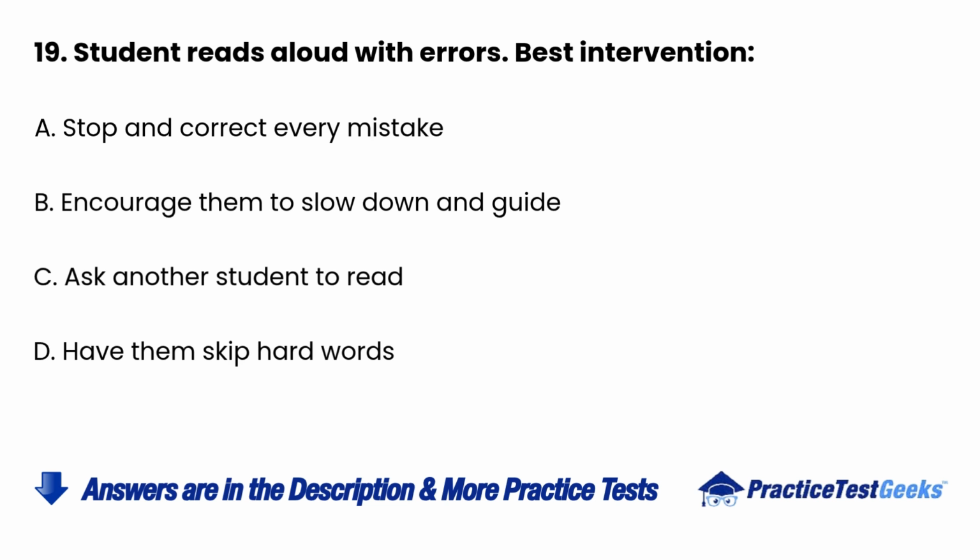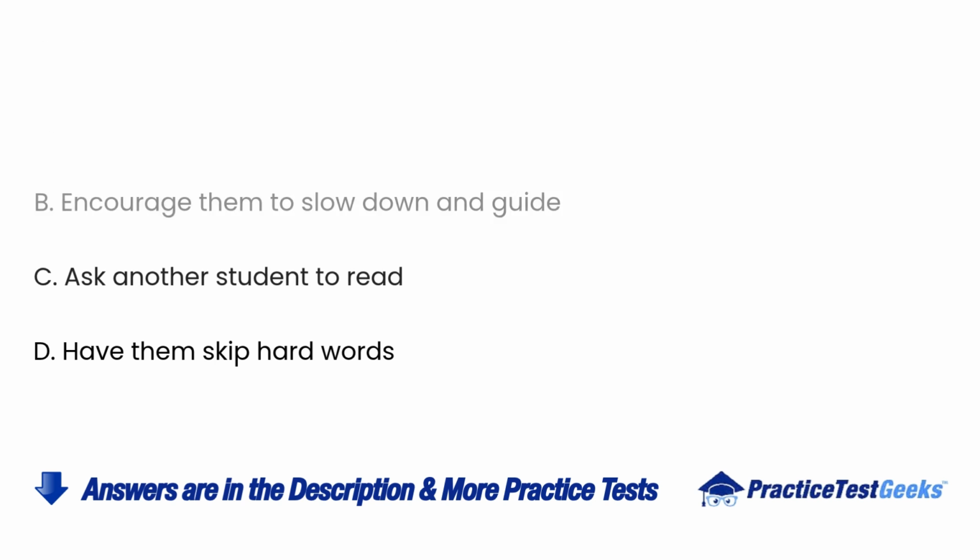19. Student reads aloud with errors. Best intervention, A. Stop and correct every mistake. B. Encourage them to slow down and guide. C. Ask another student to read. D. Have them skip hard words.